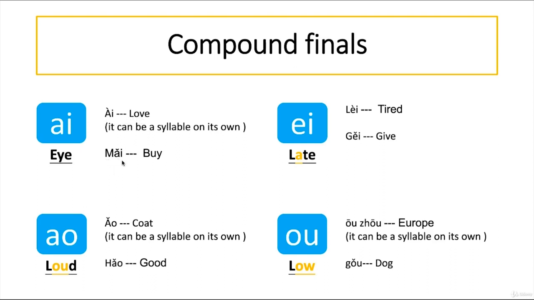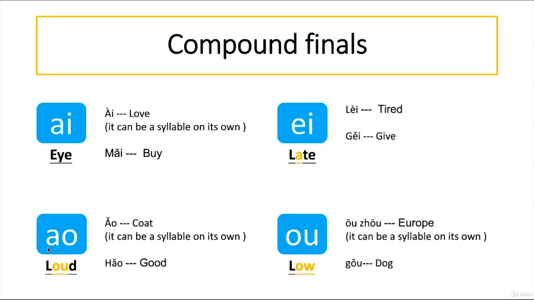Ei. This sound is similar to A in late. So let's practice it together. Ei. For example, 累 lèi, tired. 给 gěi means give. Good.